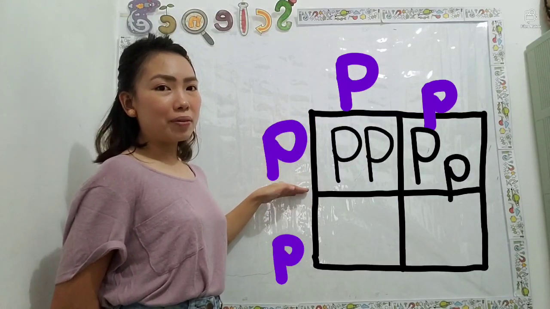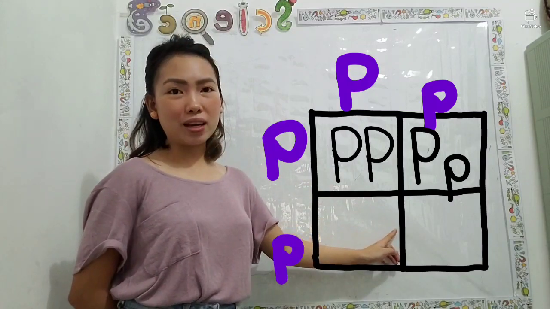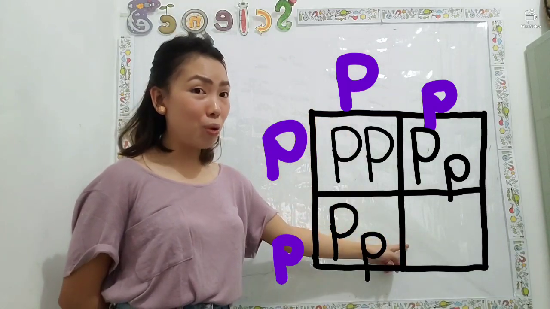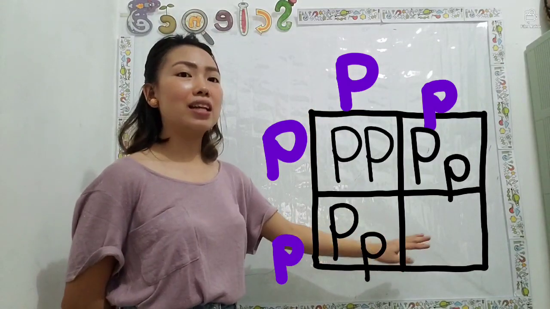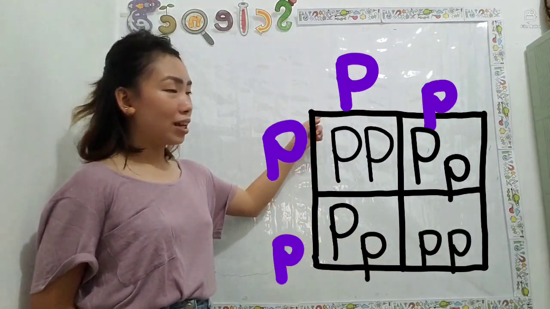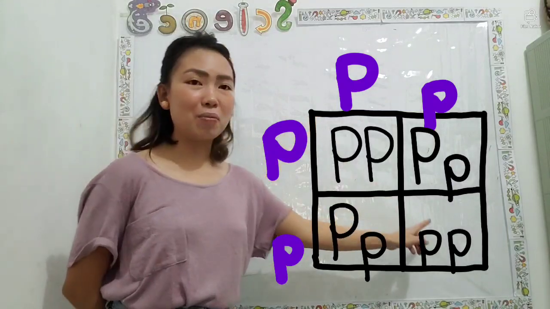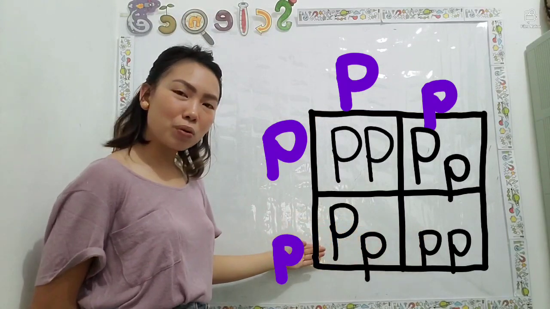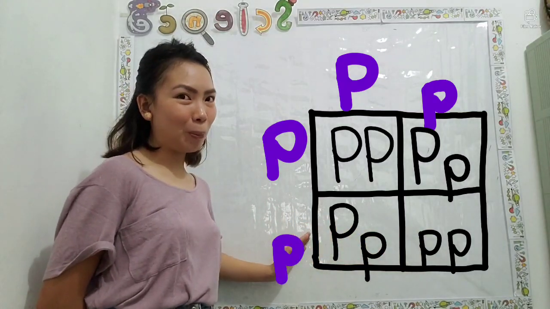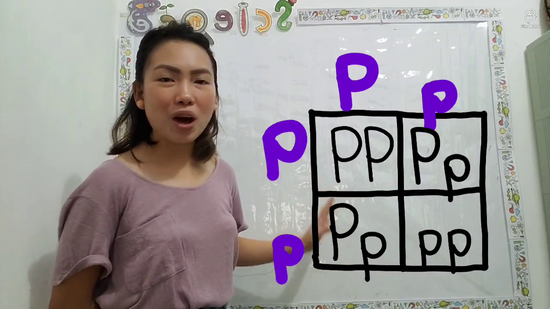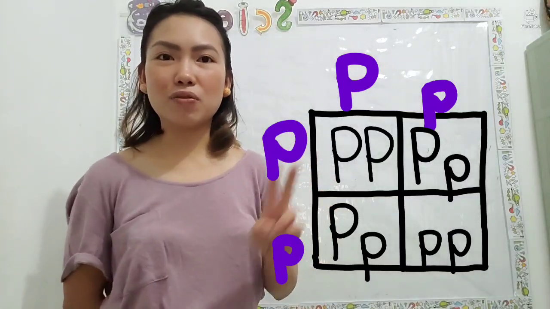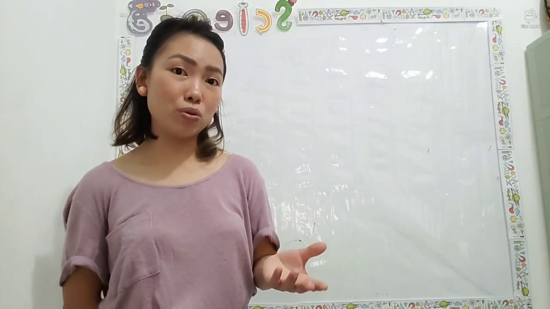Now, doon naman tayo sa baba. On the first box sa baba, we have a capital P and a small letter p. Isang malaki at isang maliit. Then, on the last box, maliit na letra at isang maliit na letra. So, on the last box, we will produce a small letter p and another small letter p. So, that would be now the result of our generation kapag ang ginamit natin ay dalawang galing sa first filial generation, which is heterozygous dominant.